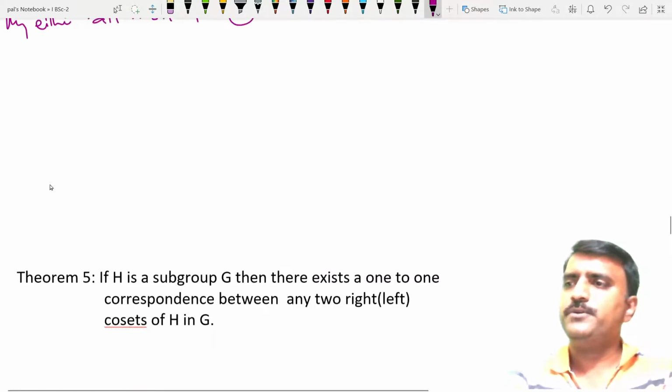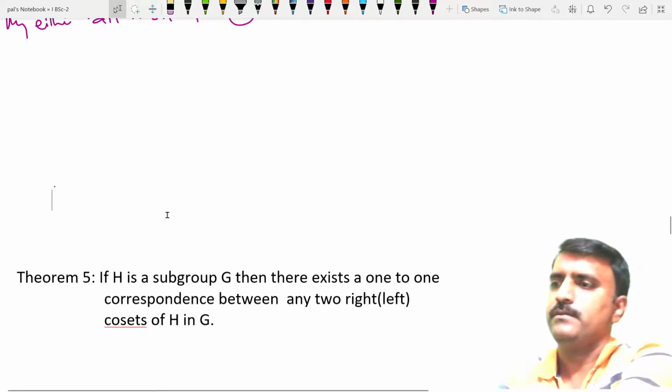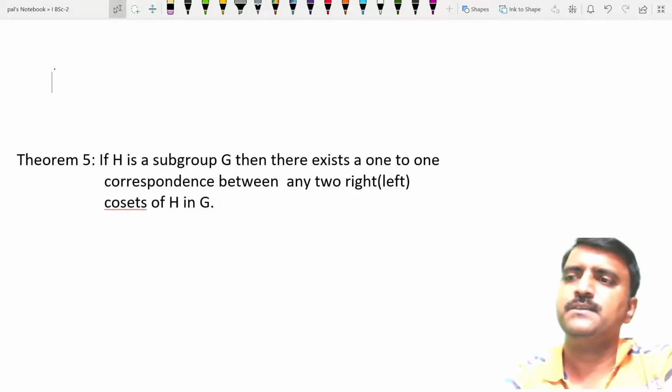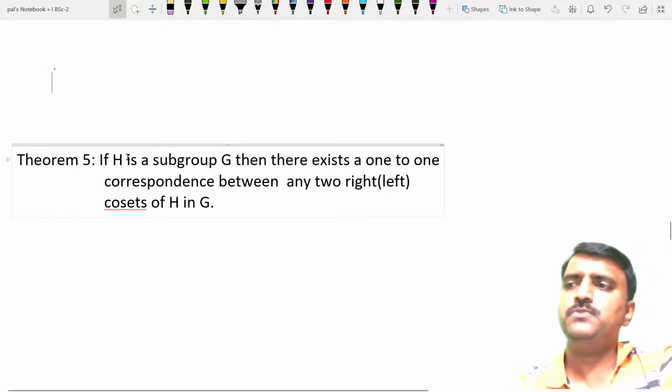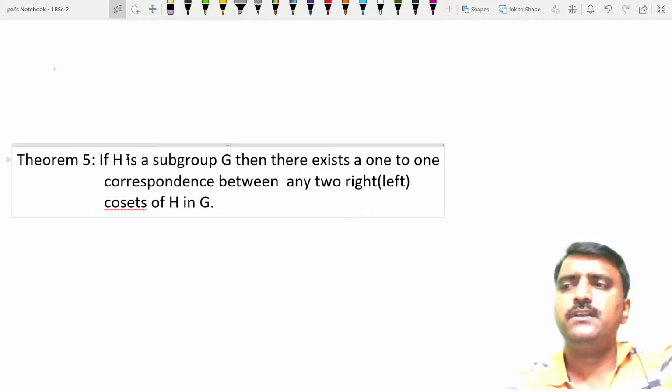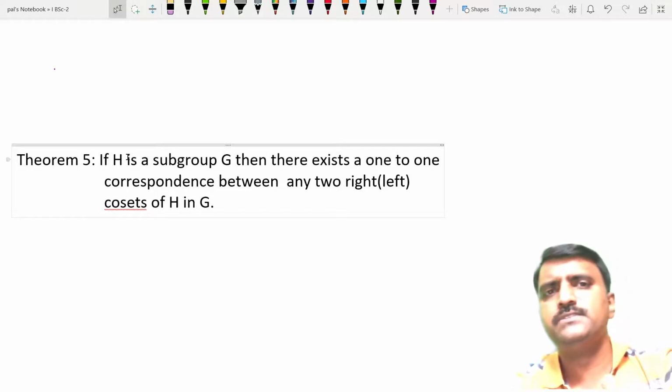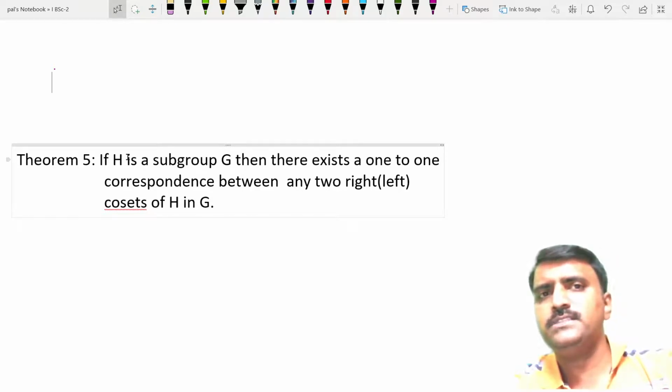Okay, so one more theorem. What this property says is, if H is a subgroup of G, then there exists a one-to-one correspondence between any two right or left cosets of H in G. If you take any two right cosets or any two left cosets, there is a one-to-one correspondence. So that means we have to show that if you define a function between two right cosets, then that function is 1-1 and onto. 1-to-1 correspondence means it is 1-1 and onto.